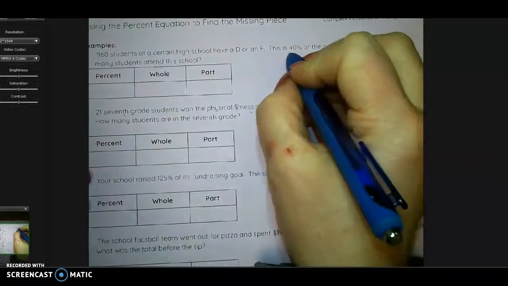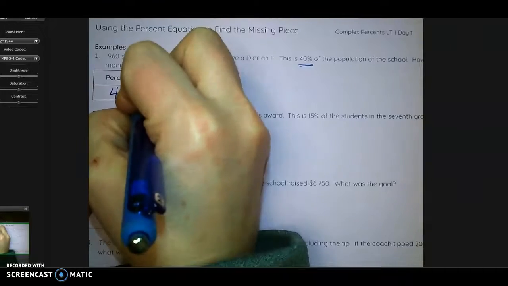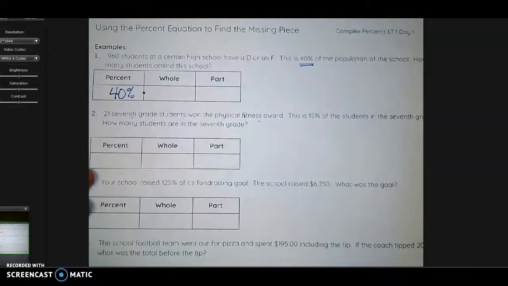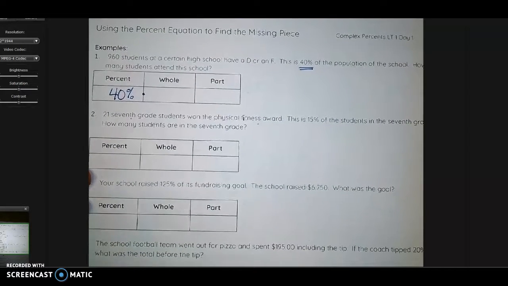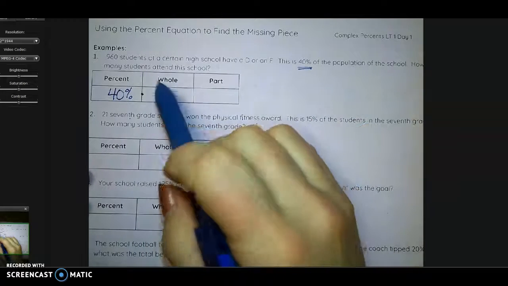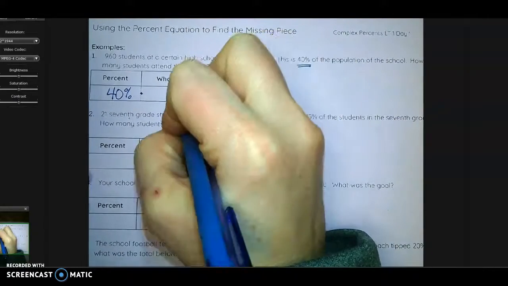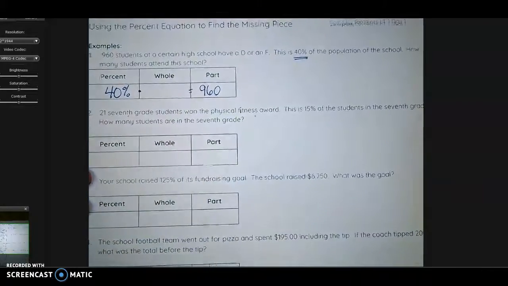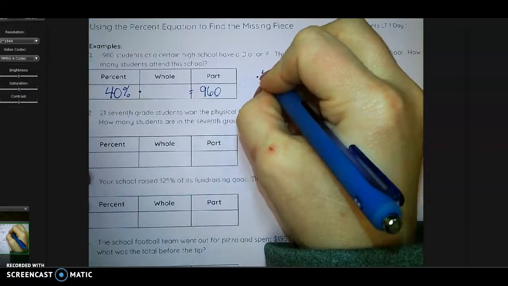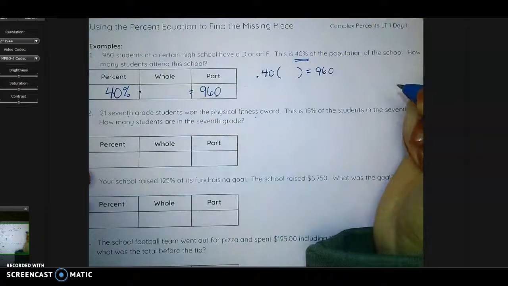Well, right away I see I already have the percent. So I'm going to say 40% of, which tells me to multiply. And it says how many students attend the school. So I don't know how many students attend the school. That would be the whole if 960 of them have a D or an F. Hopefully not all of them have a D or an F, right? So that means that 960 is my part. So what I'm missing is my whole. So when I come over here, I'm going to do 0.40 times something equals 960. And remember, I fill that in with a variable.